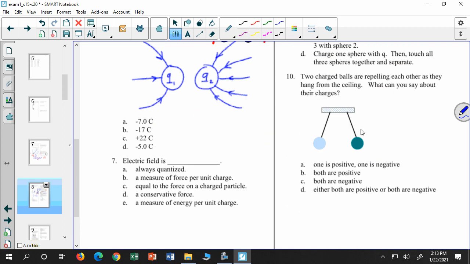So they'll be evenly distributed on the sphere. Okay, you're going to have some questions like this. I think these are pretty easy. Well, they're not easy if you don't know how to do them, but the ideas behind them are not difficult.